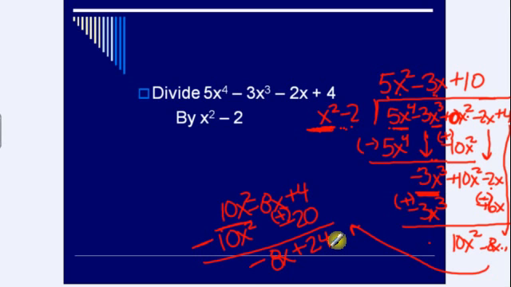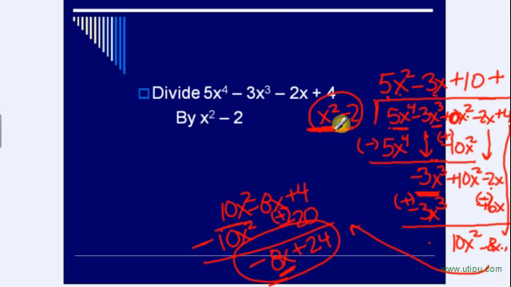Now, x squared is a higher degree than negative 8x. So I can't take x squared into 8x, or negative 8x. So what I have now is my remainder. And I can write that as a fraction. So I'm going to add to the end of this plus negative 8x plus 24 over what I'm dividing by.